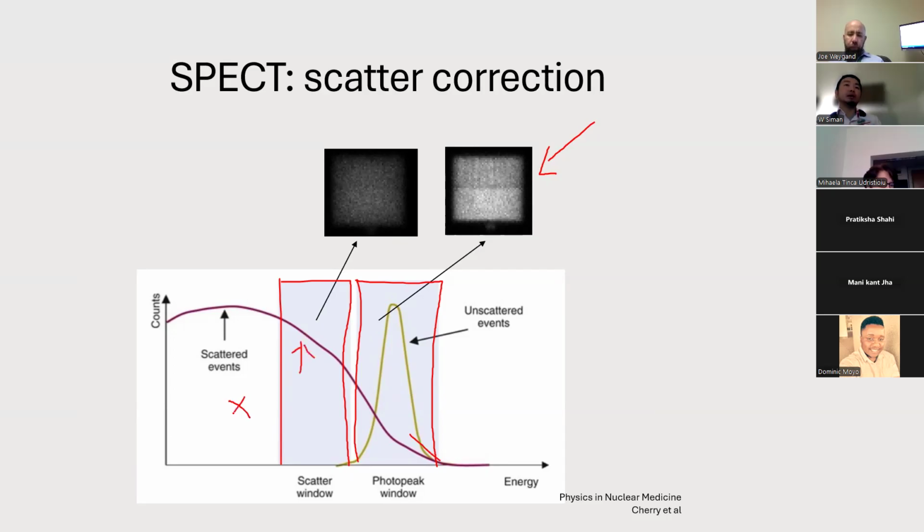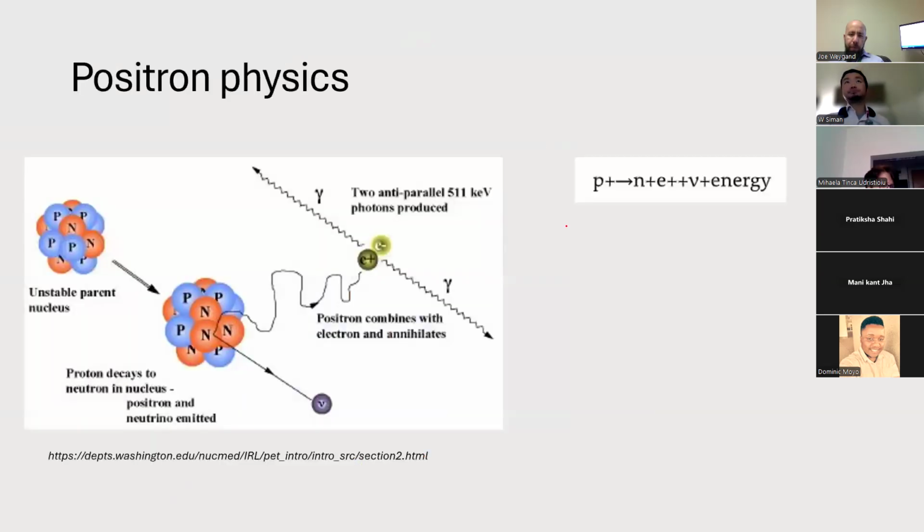I multiply it by some fraction, and then it should approximate what the scatter over there is, because the energy is pretty close, right? So that's the entire thing. That's how you correct for scattering in SPECT. Or you can also do physics modeling, but this is the more popular one, at least for the time being.